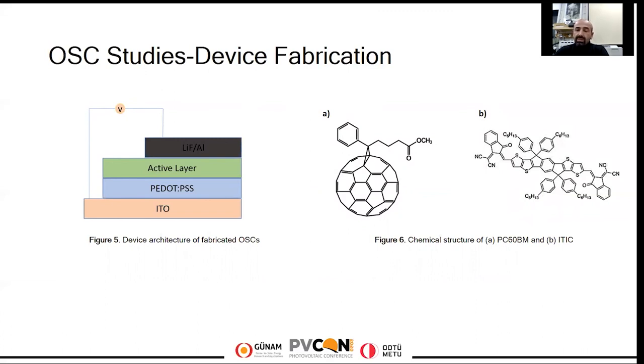PEDOT:PSS is used as the hole transport layer. Onto this hole transport layer, we spin coated the active layer, which is the blend of donor and acceptor. At the top, lithium fluoride was evaporated as a buffer layer and aluminum as the cathode. Organic solar cells have various components, but acceptor materials significantly define the efficiency.